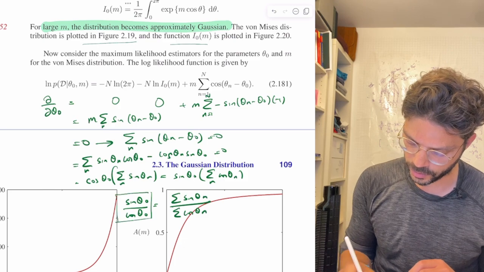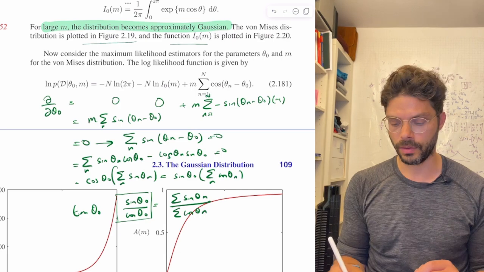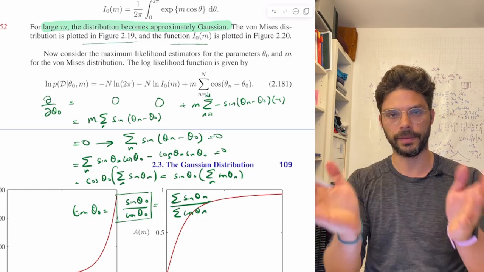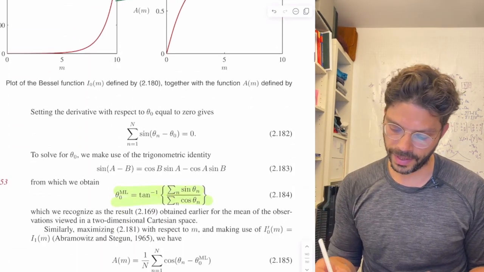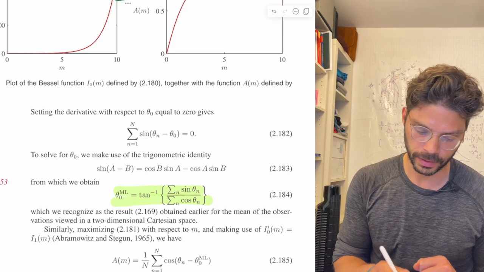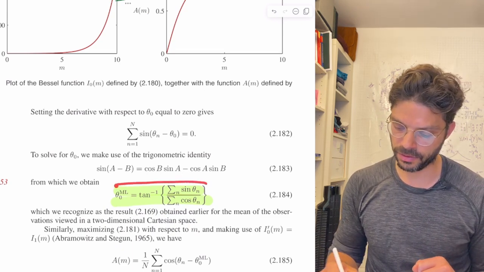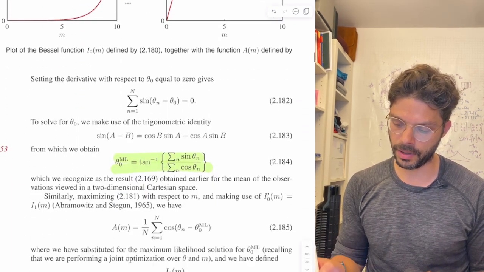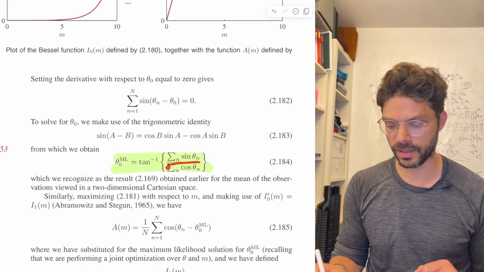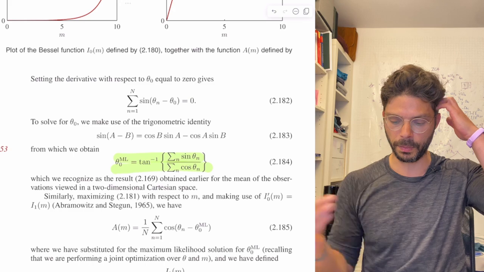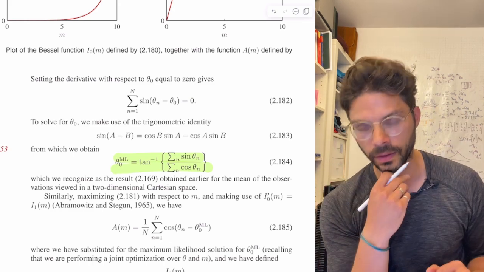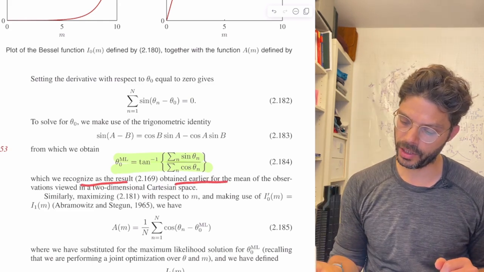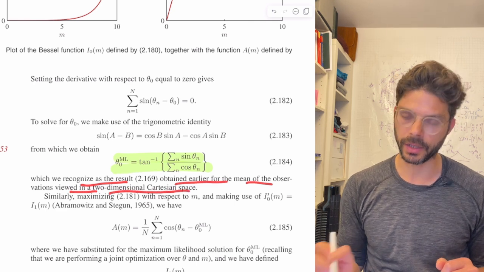And what is this thing? Well, this is tan theta naught. So theta naught is going to be our maximum likelihood estimator of the mean. And so that's where you end up with this. So theta naught ML is just the inverse tan of the sum of the sines of the angles over the sum of the cosine angles. So this is exactly what we had before when we heuristically put points on the unit circle, which we recognize as a result obtained earlier for the mean of the observations viewed in a two-dimensional Cartesian space.